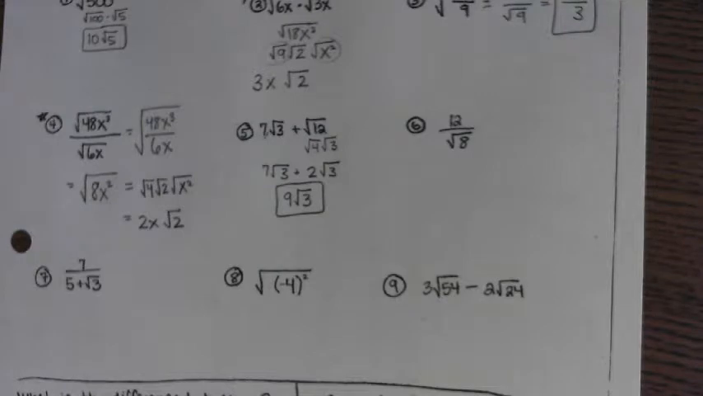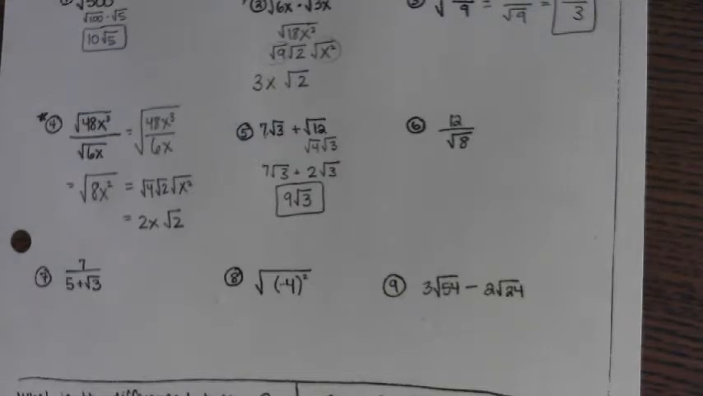12 divided by root 8. Now here are a couple things. You can simplify the radical 8 first. You're still going to have a radical in the denominator though, that you'll have to then rationalize. So you can simplify and then rationalize, or you can just rationalize first and then simplify. It doesn't really matter.